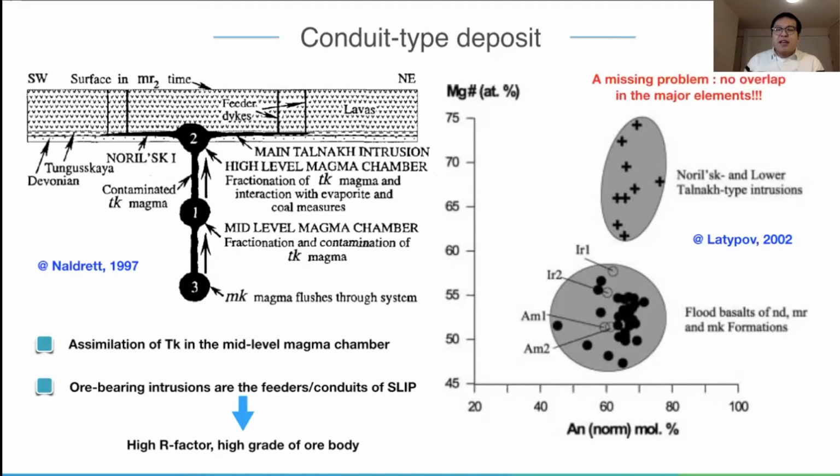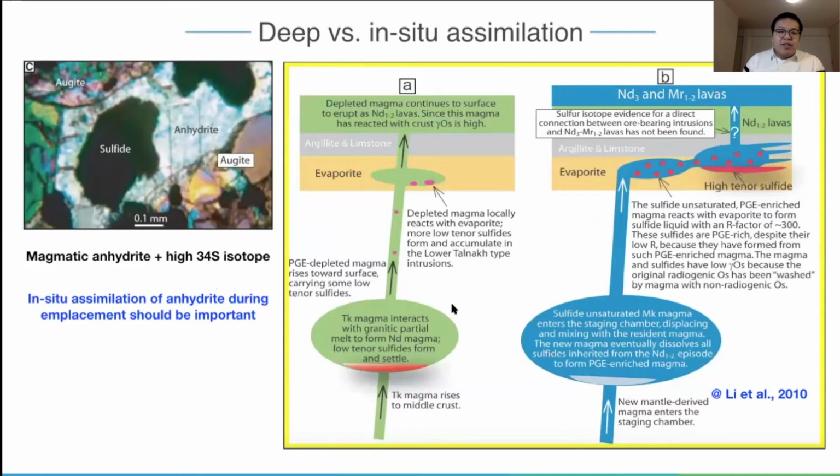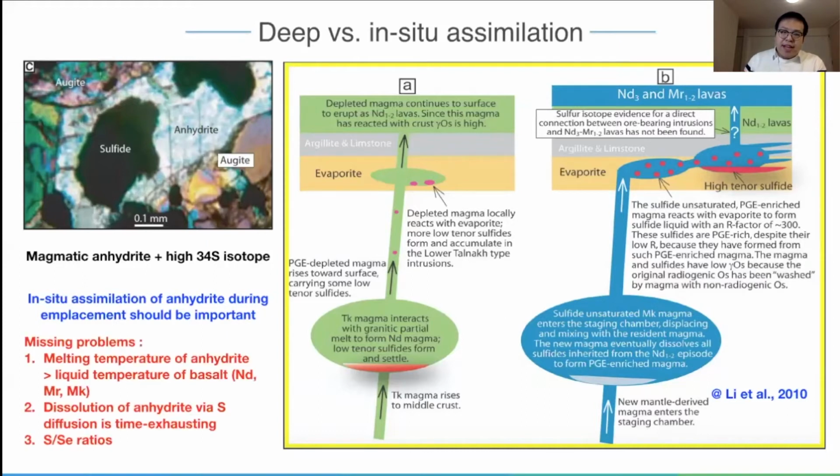One of these is that if we look at the major elements, there is no overlap between these intrusions and the flood basalt. And Tony and others suggest they found some magmatic anhydrite in these intrusions, and this suggests that the in-situ accumulation of anhydrite from the sedimentary rocks during emplacement is very important for the formation of this deposit. But there is still something missing. One is that the melting temperature of anhydrite is higher than the liquidus temperature of basalt. This means that the basalts, ND, MR, MK, cannot directly melt the anhydrite in the sedimentary rocks.